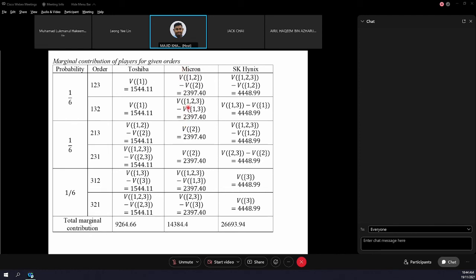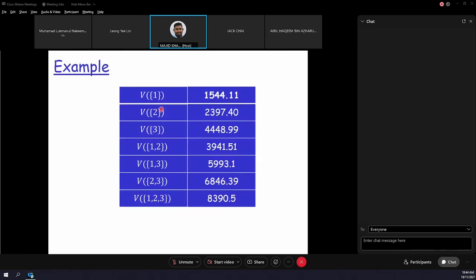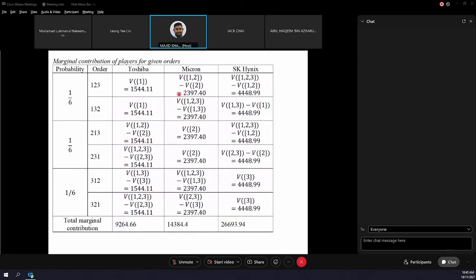Micron is not involved in the coalition yet. You know that when Micron plays alone, they will always get 2397.40. This is the idea generated by Lloyd Shapley. Because player 2 is not involved in the game, they tend to get a similar value. Next, we look at 1 and 3, which are already correlated.